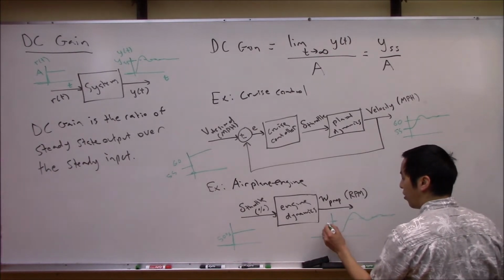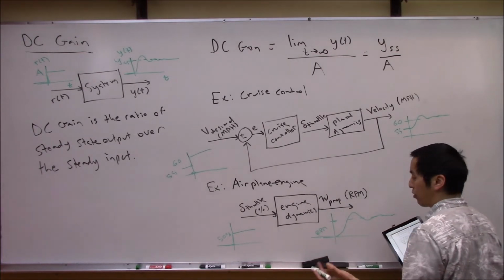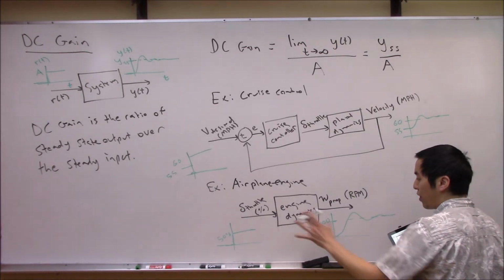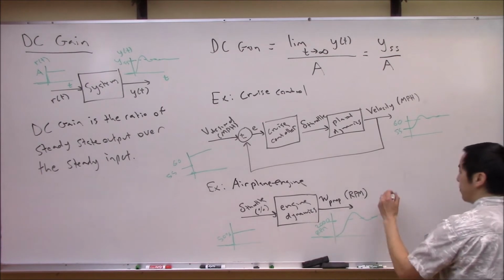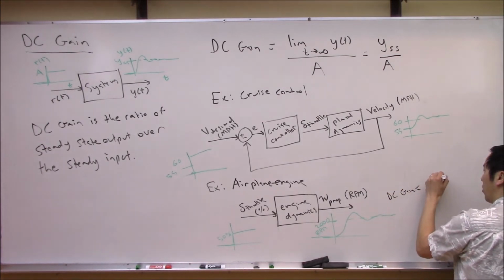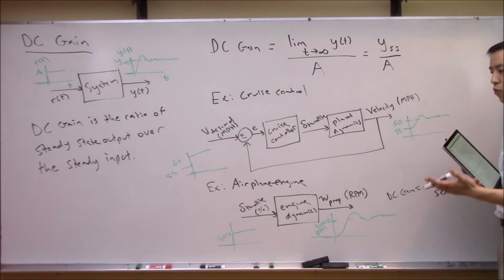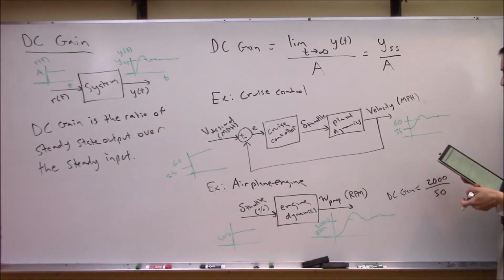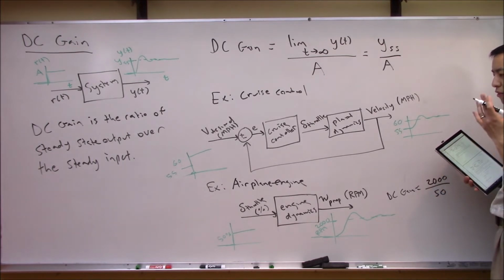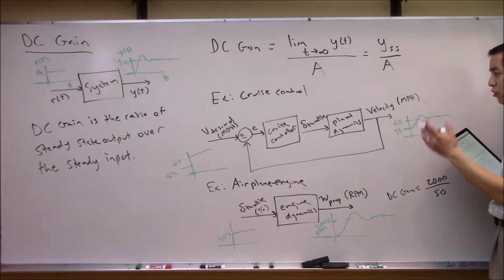But I don't want this to go to 50 RPM. I hope it's something a lot bigger, like 2,000 RPM. So in this case, the DC gain of this system would be the steady value of 2,000 all over 50. There's no reason for it to be 1. We just want to get a feel for what DC gain is: it tells you how the system behaves at steady state in response to a step input, or a constant DC input.